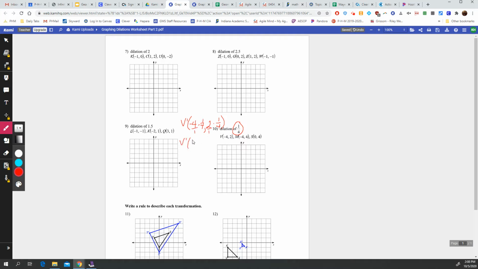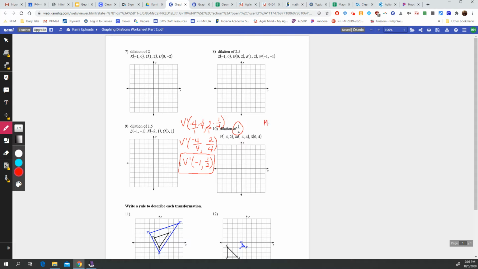So -4 times 1 is -4. 1 times 4 is 4 in the denominator. The y coordinate, 2 times 1 would be 2 for the numerator. 1 times 4 would be 4 for the denominator. And then just simplify. So -4 over 4 is -1. And then 2 over 4 simplifies to 1/2. So here are the coordinates for v prime.